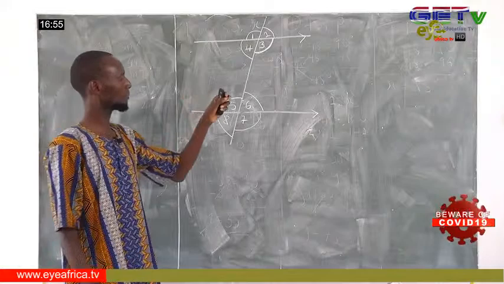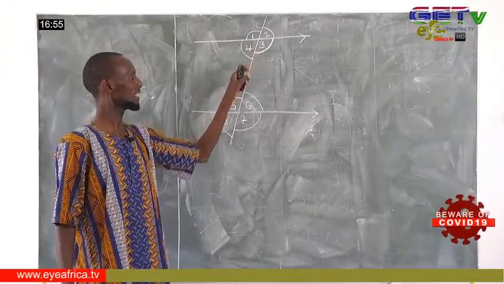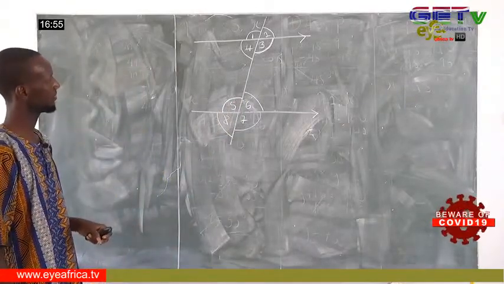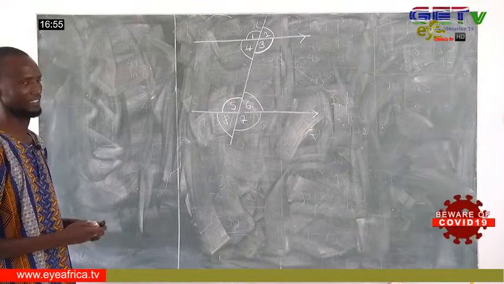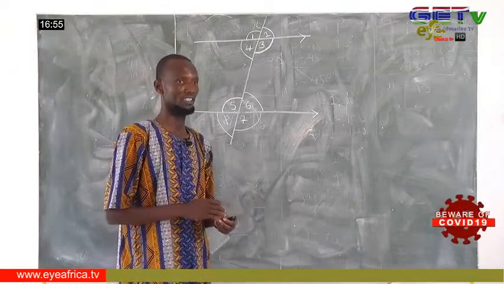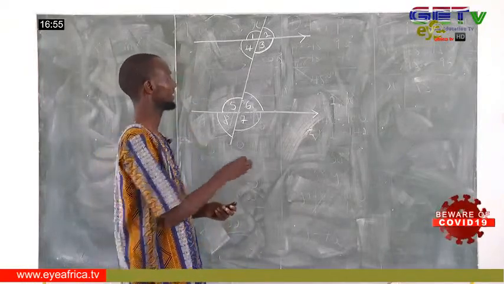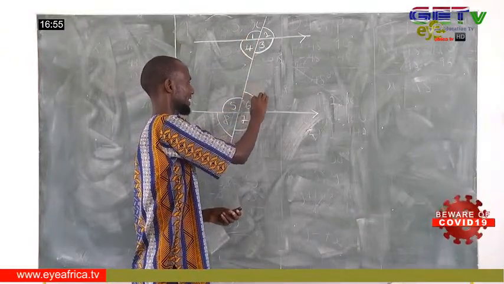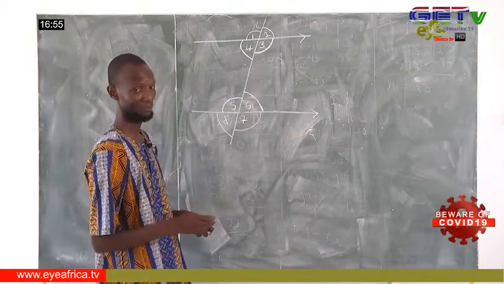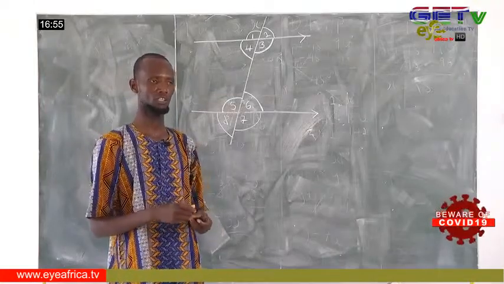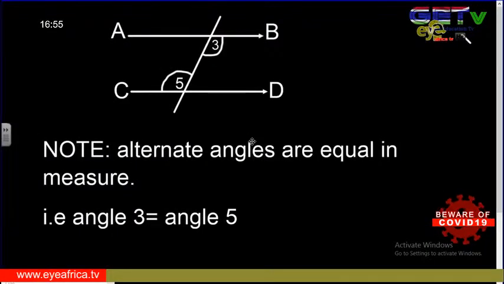Now, apart from 3 and 5, can you identify any other angles that are also alternate here? Two inside angles that are on opposite sides of the transversal. Now, clearly, we can see that angle 4 and angle 6 are alternate. They are both inside and they are on opposite sides of the transversal. Now, that was just an illustration there, that angle 3 and angle 5 are definitely alternate.